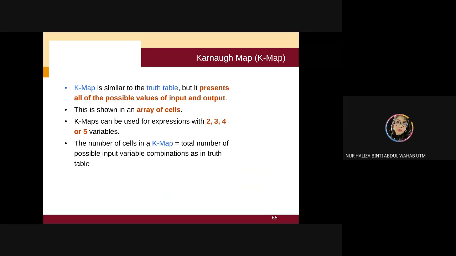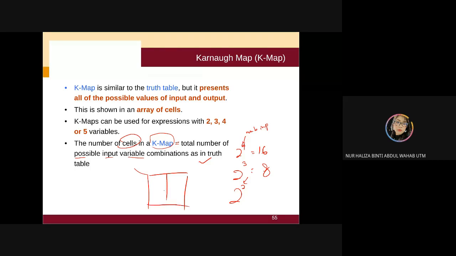The number of cells in the KMAP equals the total number of possible input combinations, which is 2 to the power of n, where n is the number of inputs. If you have 4 inputs, you're going to have 16 cells. If you have 3 inputs, you're going to have 8 cells. If you have 2 inputs, 2 to the power of 2, how many cells do you have? You're going to have 1, 2, 3, 4.